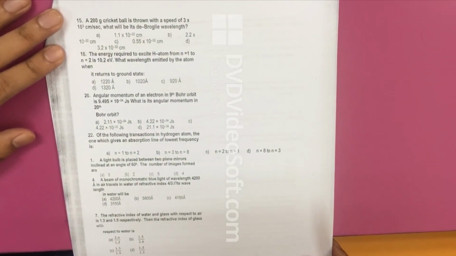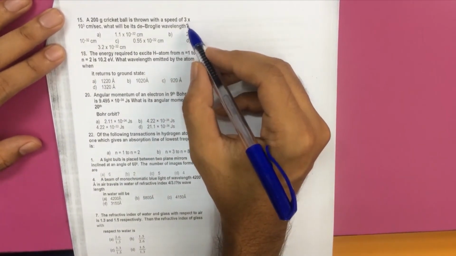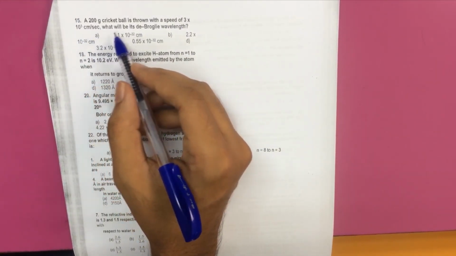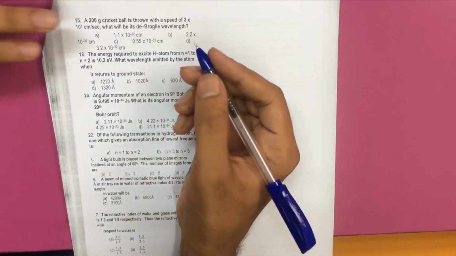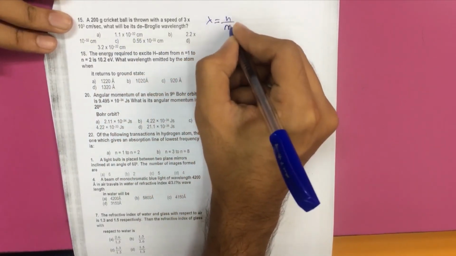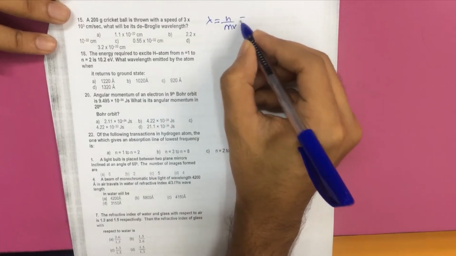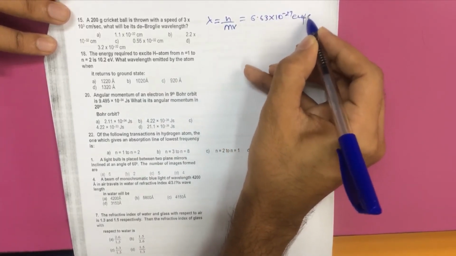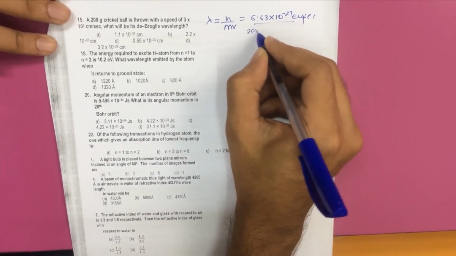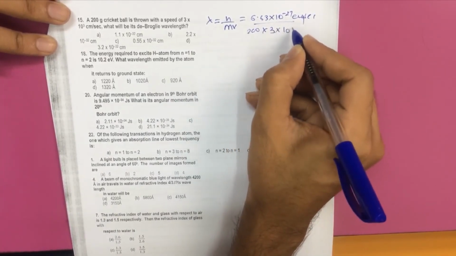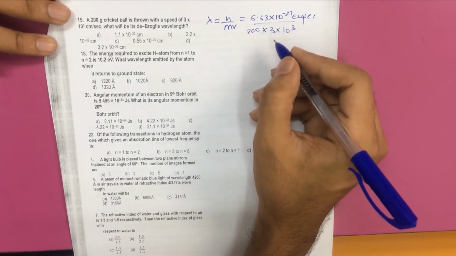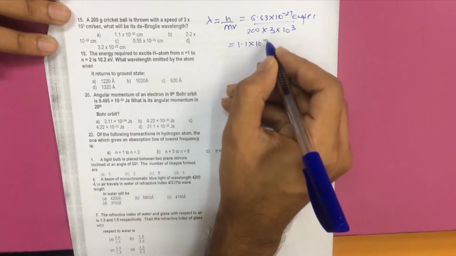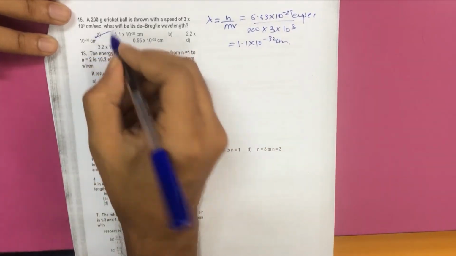A 200 gram cricket ball is thrown with a speed of 3 multiplied by 10 raised to 3 centimeter per second. What will be its de Broglie wavelength? Lambda equals h by mv. Substitute h value 6.63 multiplied by 10 raised to minus 27 erg second, that is in CGS unit. 200 gram is the mass, speed is 3 into 10 raised to 3. So this will give you an answer of 1.1 multiplied by 10 raised to minus 32 centimeters. That is option A.